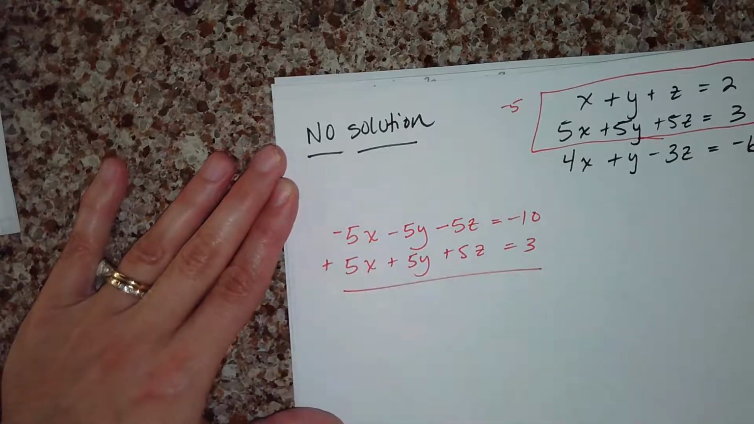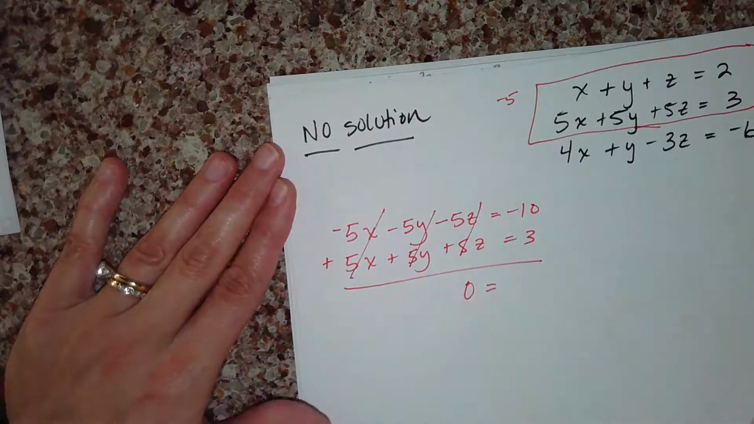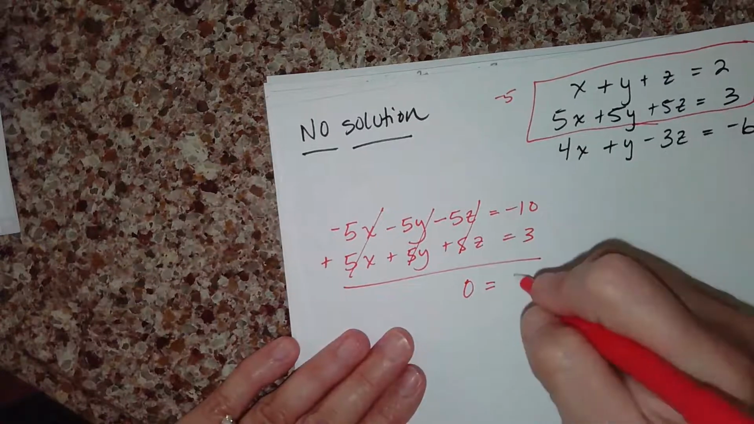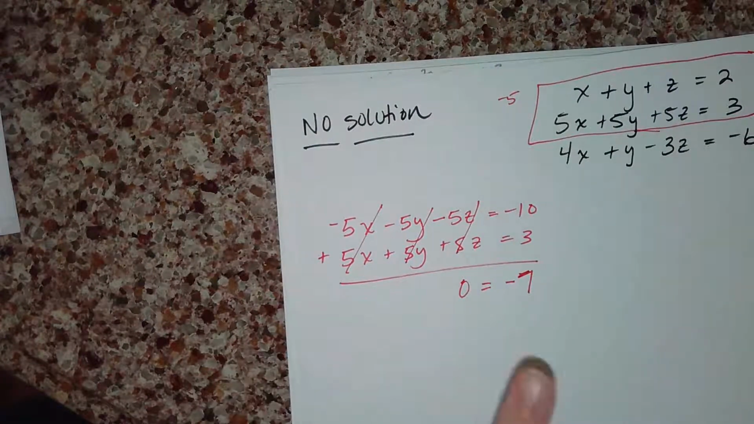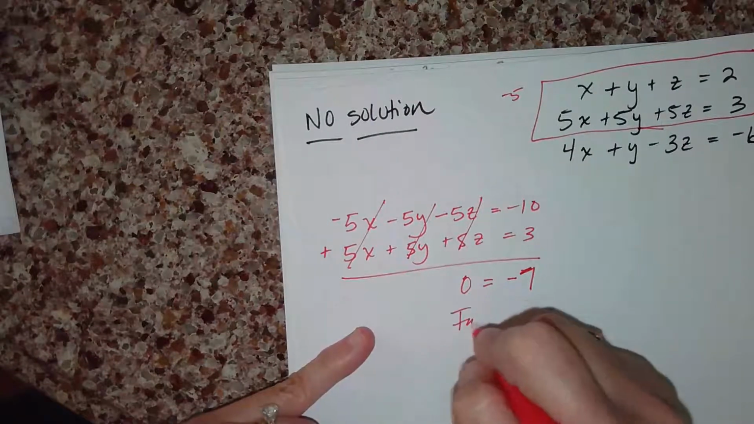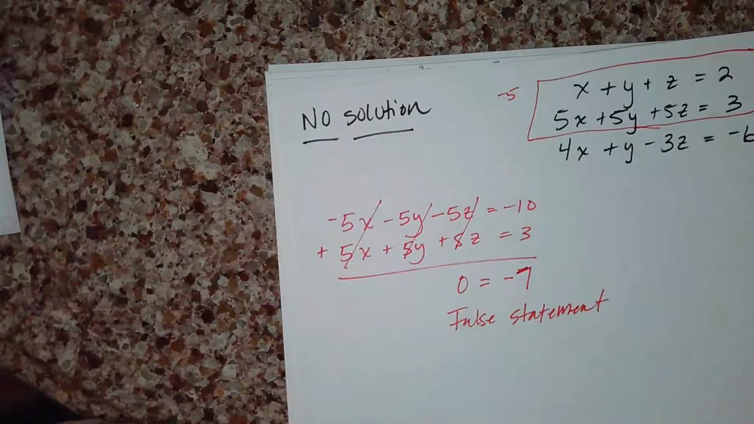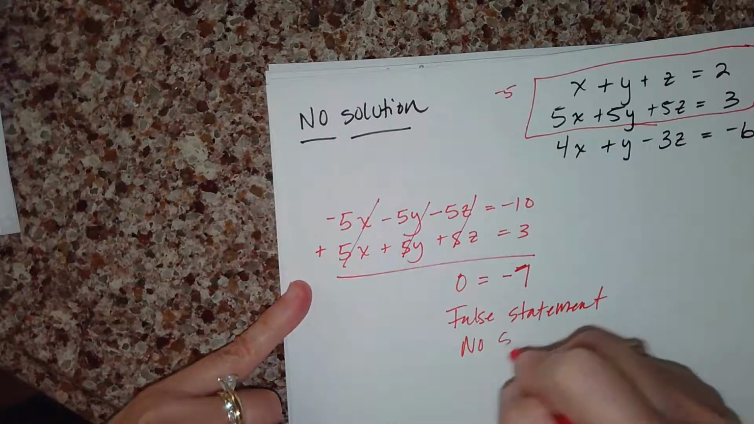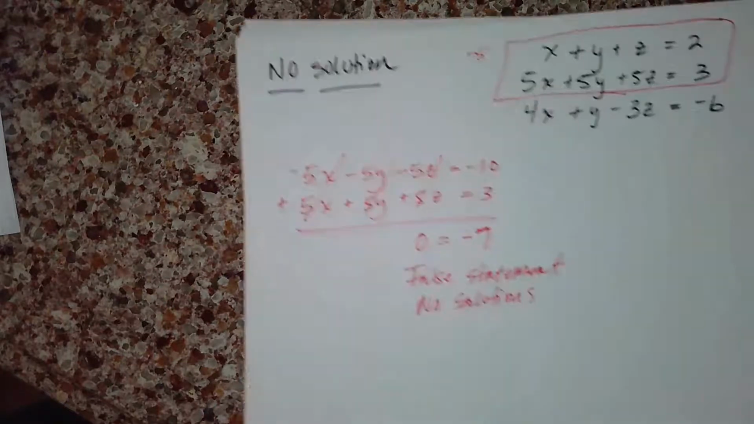When I add these, the x's, y's, and z's cancel out. They give me 0, and this is -7. So why does this give me no solution? Because this is a false statement. And anytime you get a false statement, it results in no solutions. So that's what I want to make sure you understand.